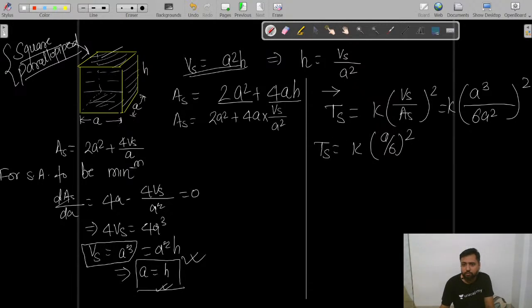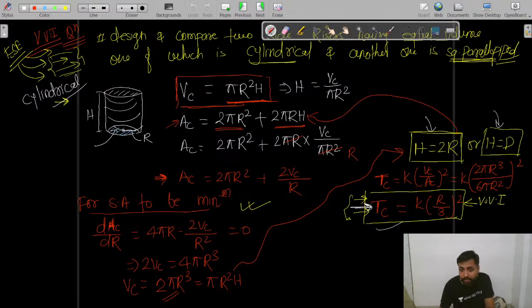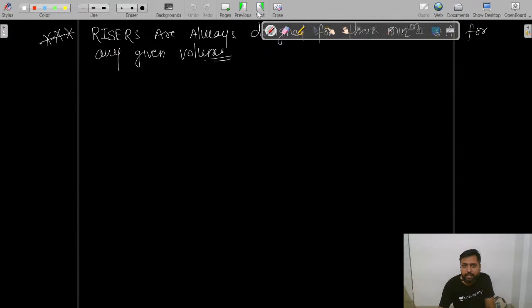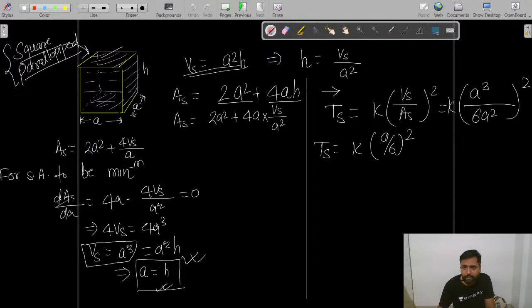Very much clear to all of you? And here how much did you get? Look at the previous slide. You got Tc is equal to K into (R by 3) whole square. Here you got Ts is equal to K into (A by 6) whole square.